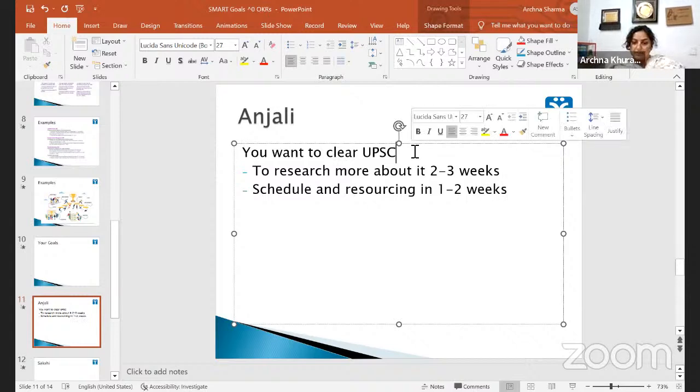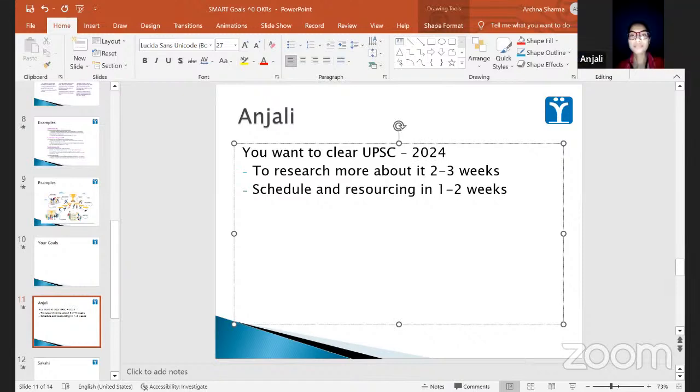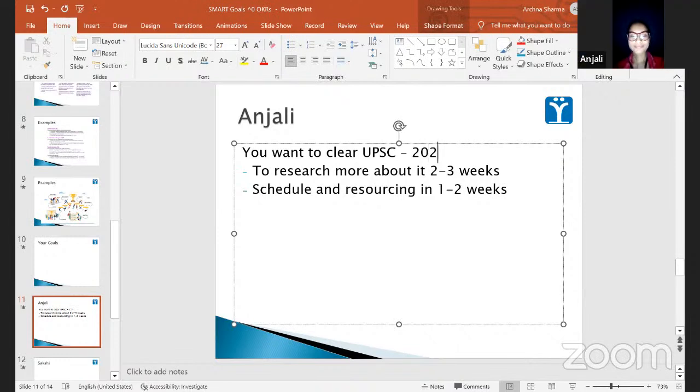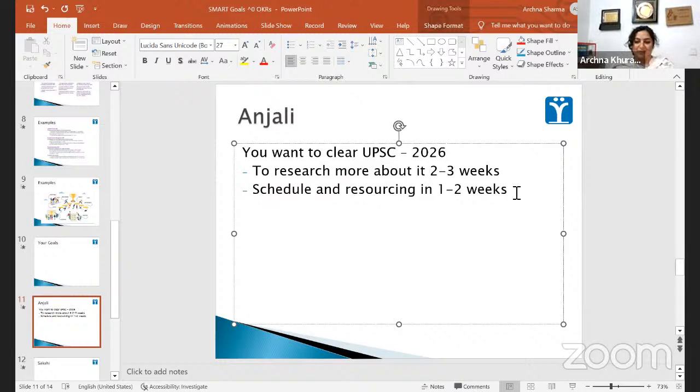And you want to clear UPSC next year, right? 2024. Not this year. For example, ma'am, I'm in the first year, so I have to complete my graduation, so 2 to 3 years. After that, so 2026 means. So there is a lot of time. Then what is the hurry with 1-2 weeks? Then time can be given leisurely, in research, and in scheduling and resourcing also. Yes, ma'am, you can give months.